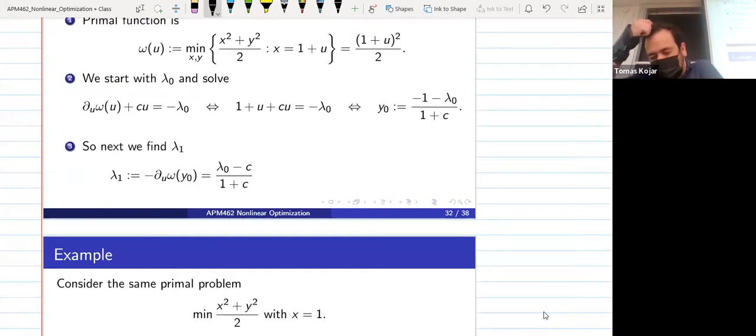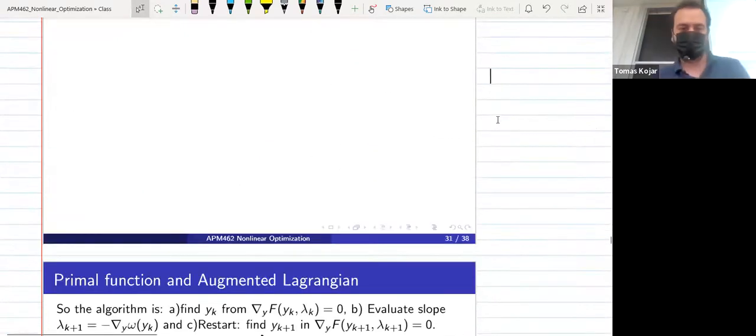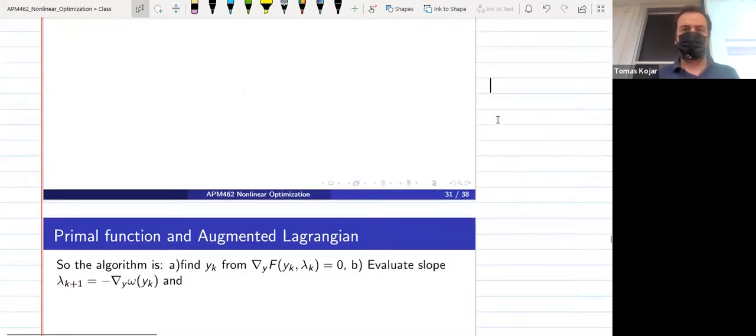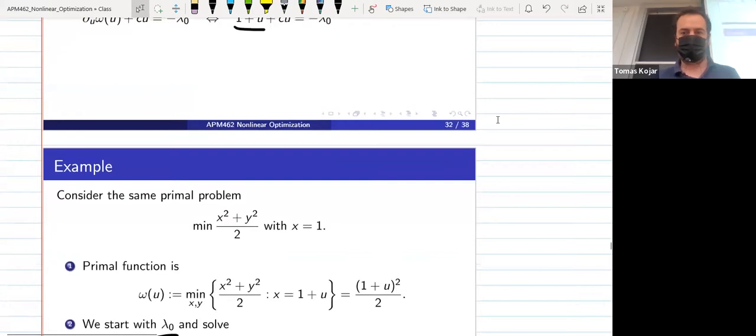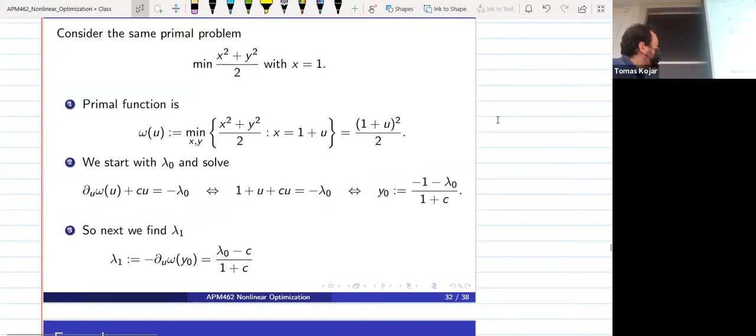Again, the way we find the multiplier, what was the logic? I forgot. Right, I set the gradient. Okay, whatever. So the next multiplier, you have to take the gradient of your primal function.